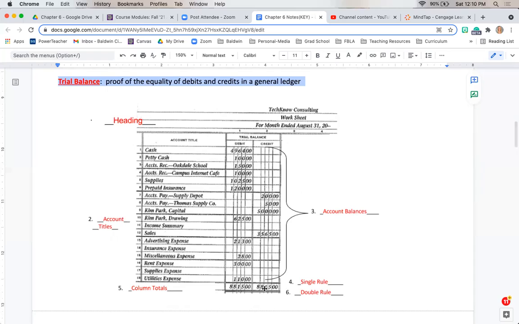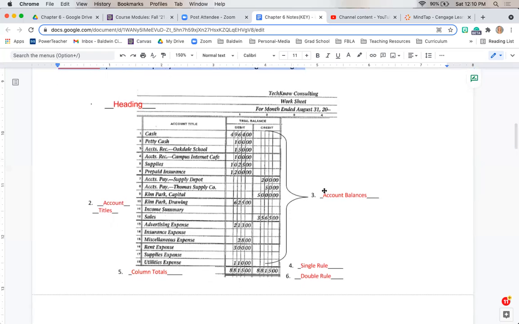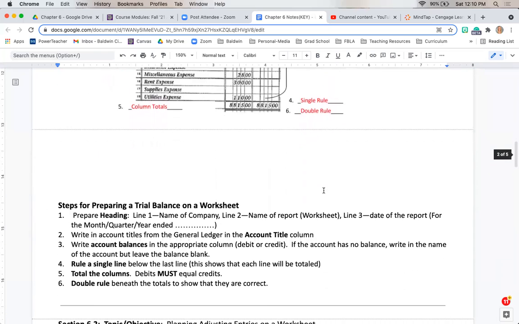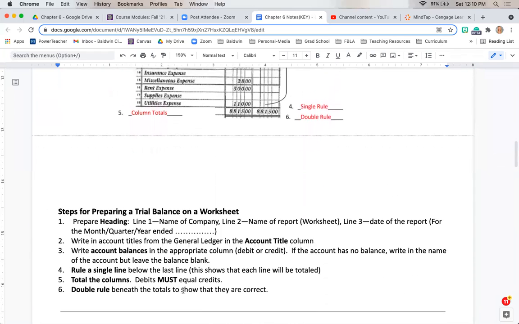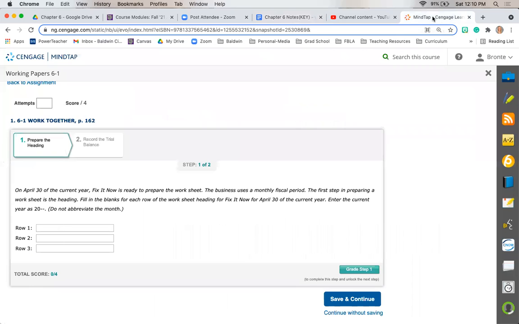The whole goal of a trial balance is to first prove that debits equal credits, and then also get all of that information laid out easily from our general ledger accounts so that we can then produce financial statements later. So there's the steps on preparing a trial balance worksheet. Please read through those, but we're going to go to MindTap and do that now.